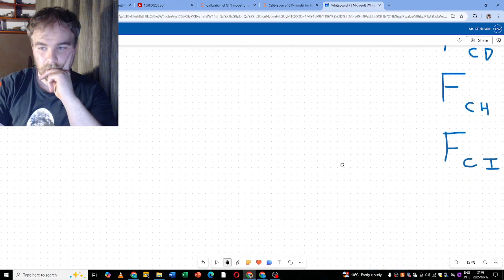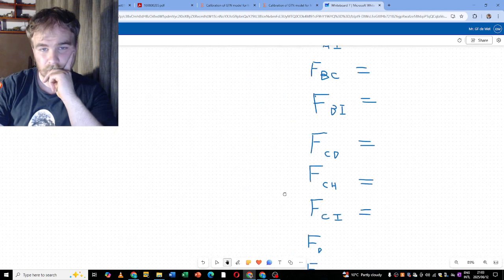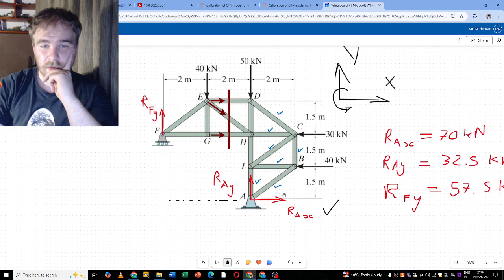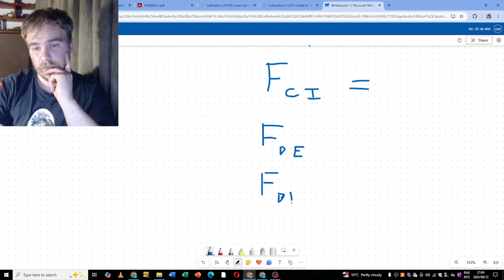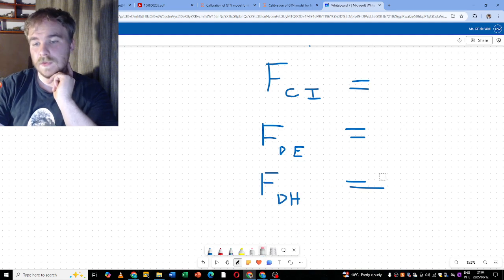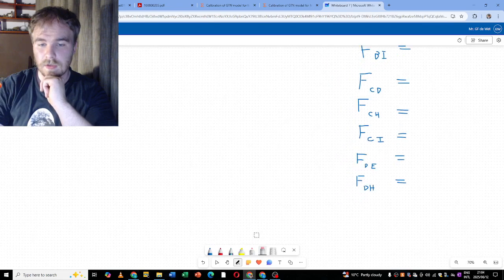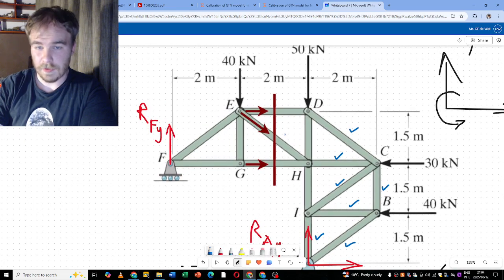FD, also from that, it's FDE and FDH. That looks kind of like a B. Let me redo that D. With the method of joints, you really got to make sure that you don't get confused, so it's good to double check everything.